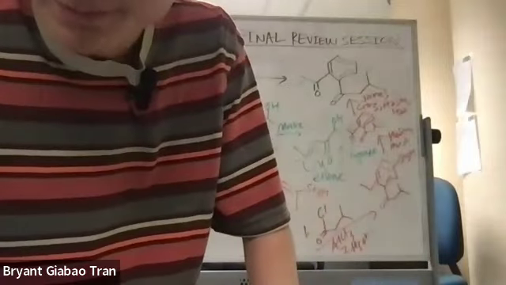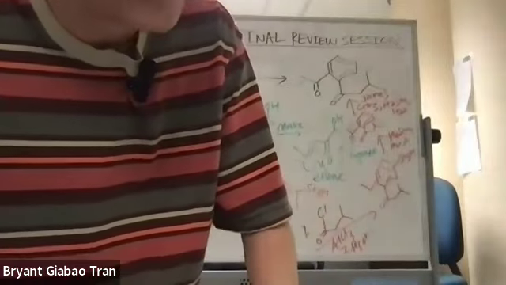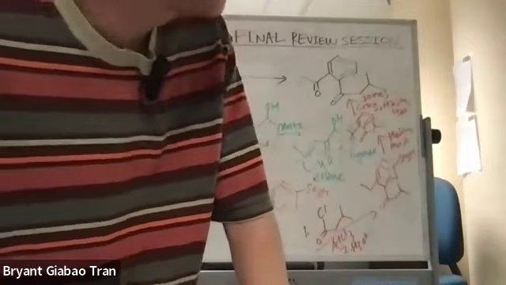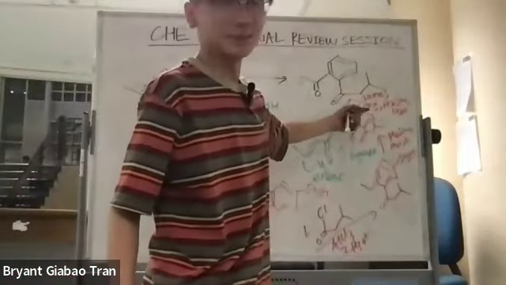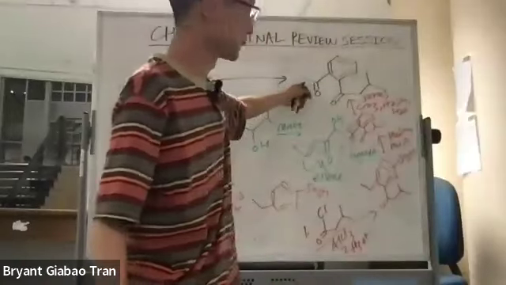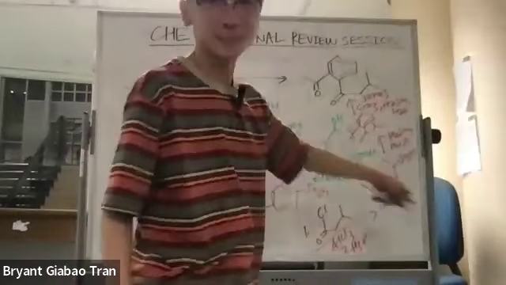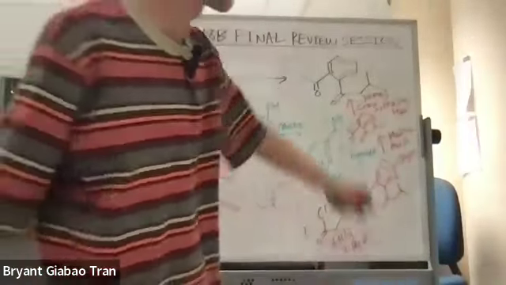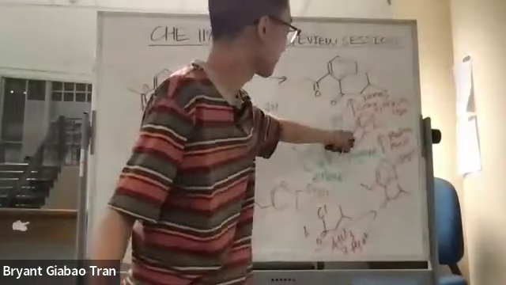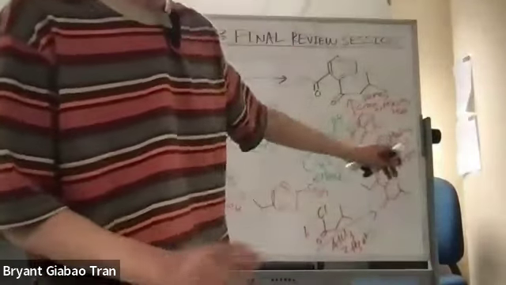Can you use PCC instead of Jones as a reagent? Well, not for this example, because you need Jones to work with that. You can't use PCC. PCC is a weak oxidizing agent. Jones is a strong oxidizing agent, and we need a strong oxidizing agent to oxidize a benzylic carbon to a carbonyl. So you don't use PCC.